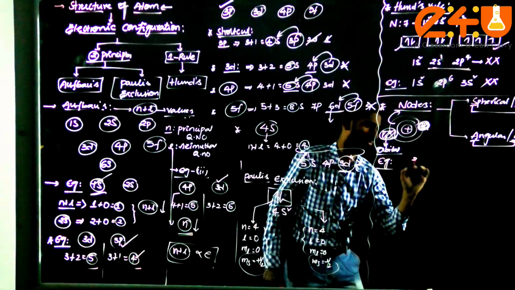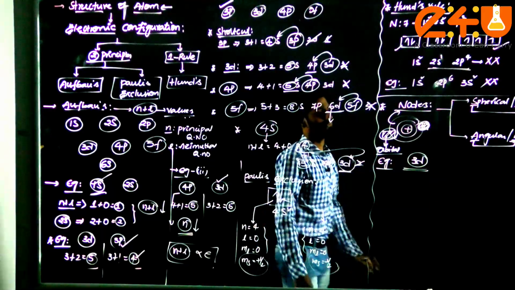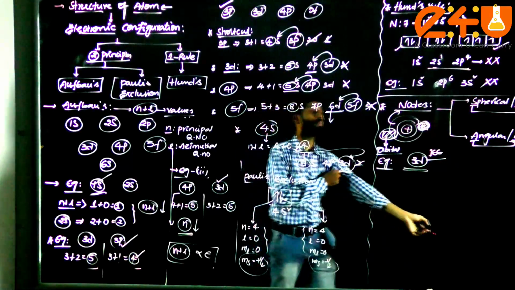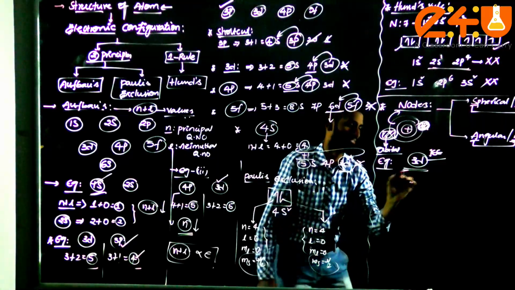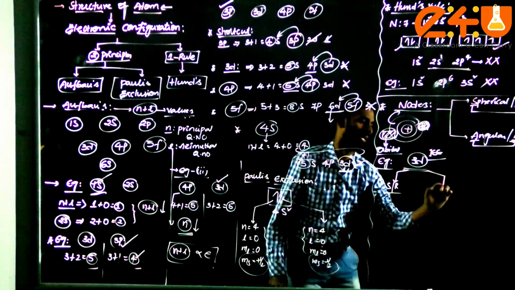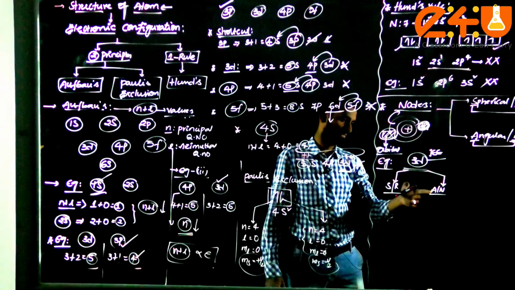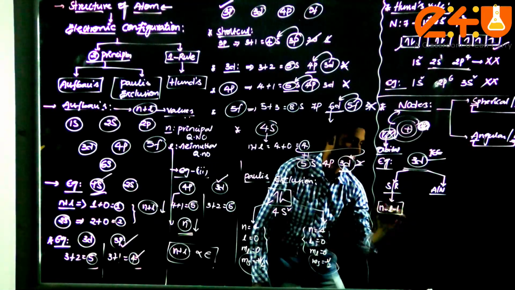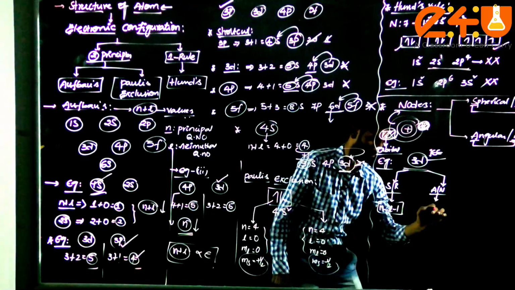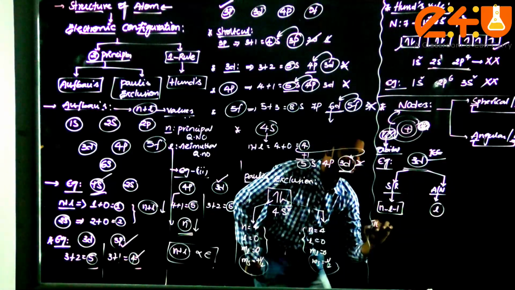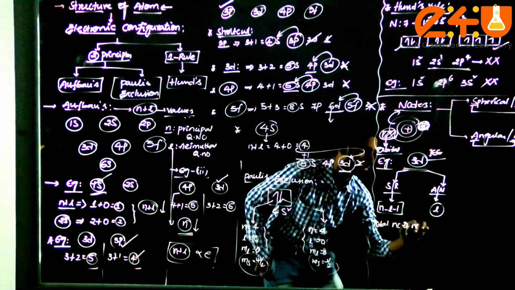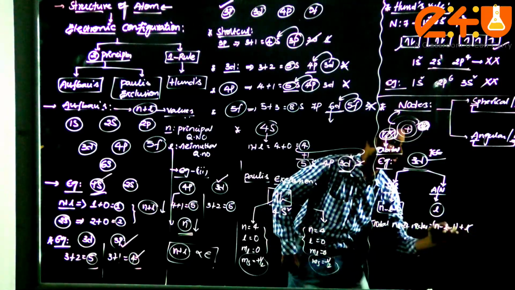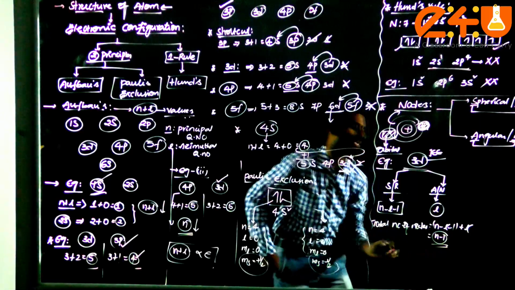Next, one time JEE and NEET asked this question: how many spherical as well as angular nodes for a 3d orbital? First let me calculate spherical or radial nodes, and angular or nodal plane. What is the formula? First, n minus l minus 1 for radial nodes. For the nodal plane, it is l. If you want the total number of nodes, it is n minus l minus 1 plus l. Both l cancel, so the total number of nodes is n minus 1.